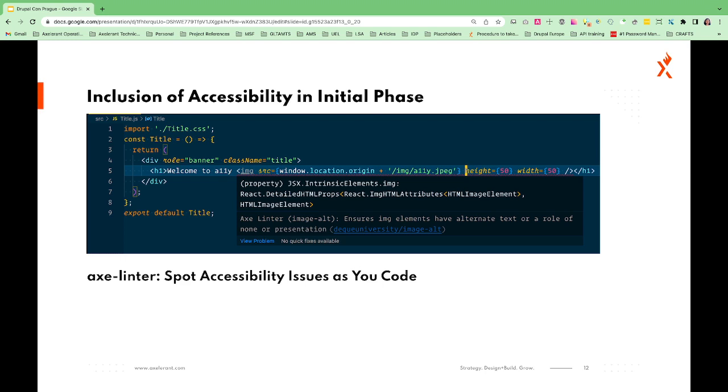For example, when you are inserting an image and there is no link or no description, it will highlight that right away. So those things can be captured in the initial phase of development itself. It will be really helpful for us to capture it in the initial phase, rather than in between the testing, where the tickets have to go to and fro stating that accessibility has to be considered. If we capture it during the initial phase, we save time.